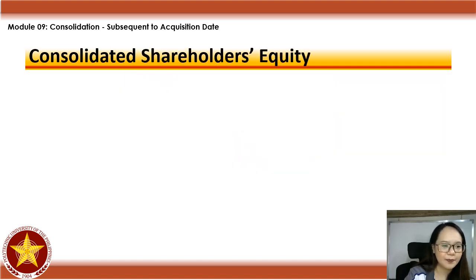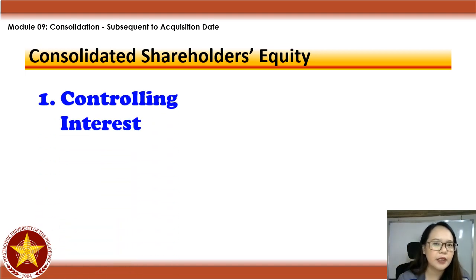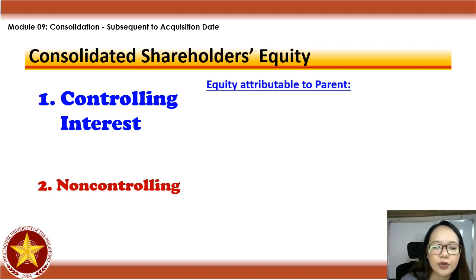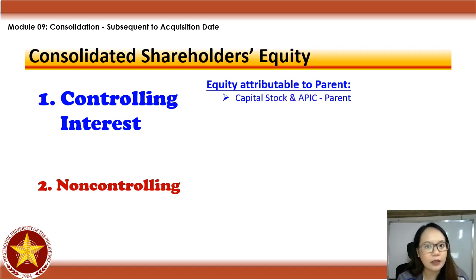Okay. How to present naman for the consolidated shareholders equity. Ito kasi yung unique pagdating sa consolidated financial statements. Meron kang dalawang portion ng shareholders equity mo. The controlling interest and the non-controlling interest. For the controlling interest or what we call the equity attributable to the parent company, you have your capital stock and APIC ni parent lang.